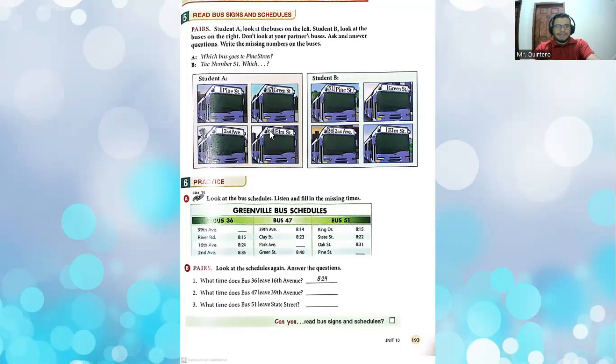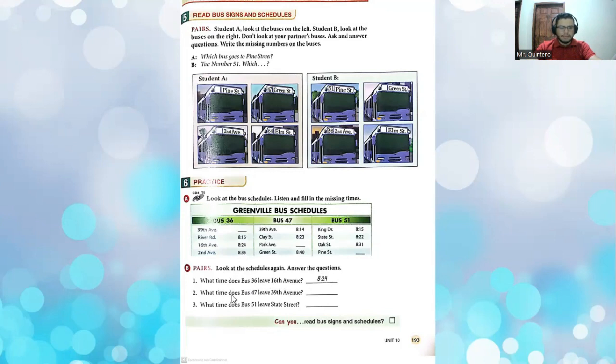The number 64. Look at the bus schedules, listen and fill in the missing times. For example, Greenville bus schedules. Look at the schedules again, answer the questions. What time does bus 36 leave 16th Avenue? ¿A qué horas sale de la 16ª Avenida? A las 8:24.